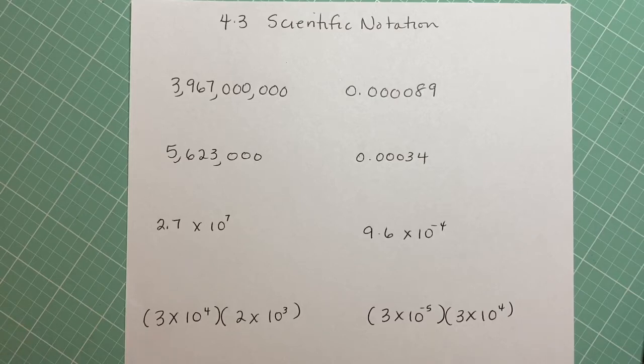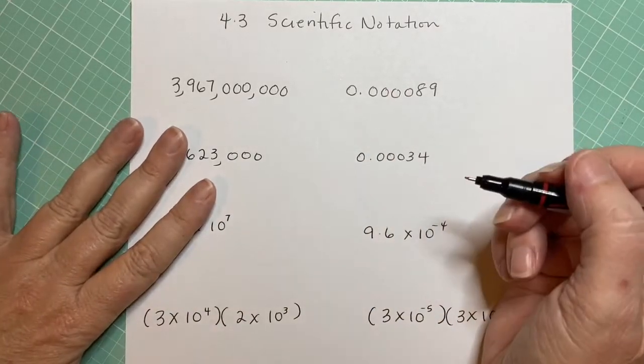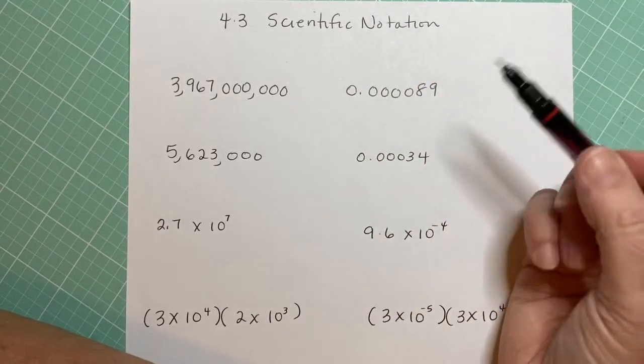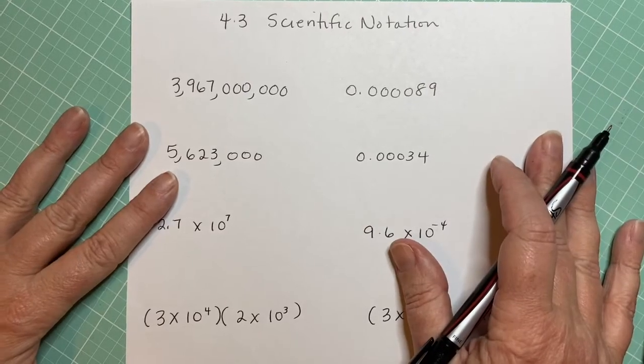So when you have a really big number, say you're an astronomer and you're dealing with distance to stars and stuff like that, you don't want to have to write 27 zeros on every number that you write. So you can write them in scientific notation, which is why it's called that, because most scientists use this.